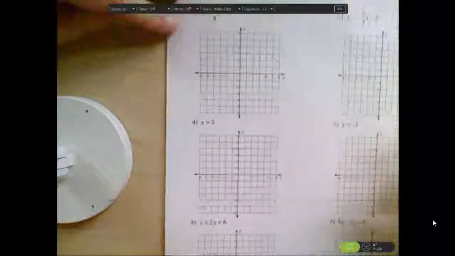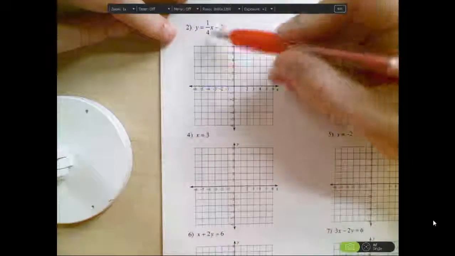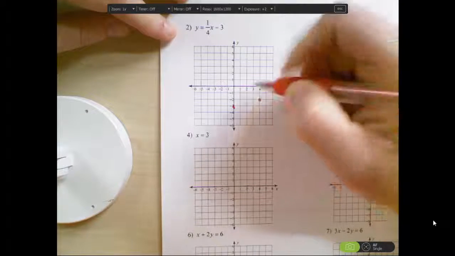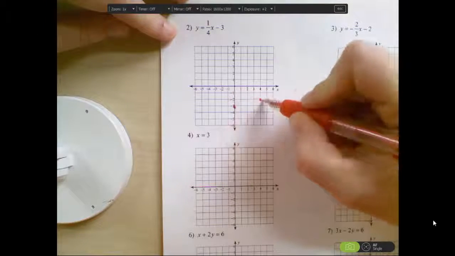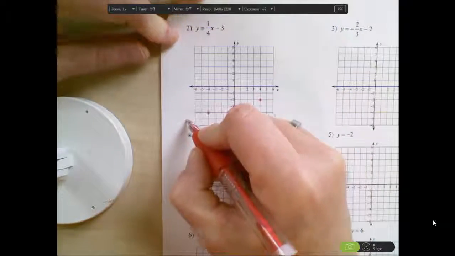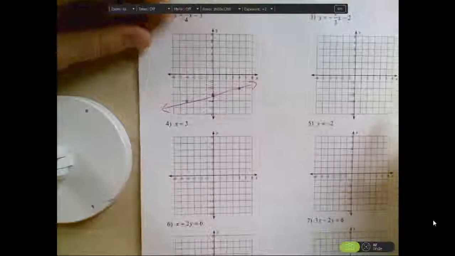Remember, graphing lines is a huge skill to have in Algebra 1. So you need your lines to be in y equals mx plus b form. This one is. Your b is negative 3, your m is up 1 over 4. Now I only have room to do that once, so I'm going to go down 1 and to the left 4 so that I can have 3 points to connect. Use a ruler, even though I'm not, and draw your line.